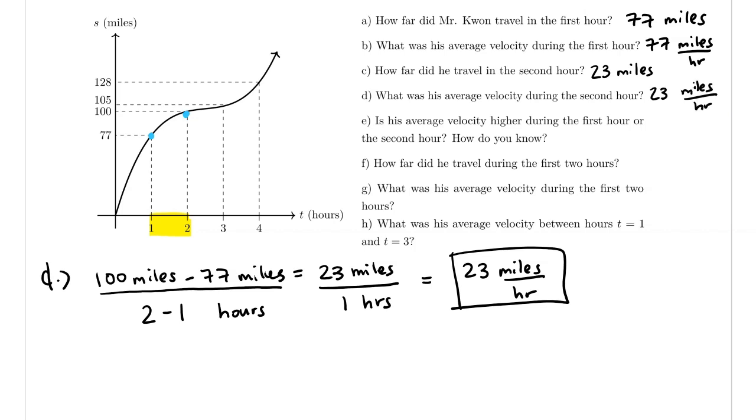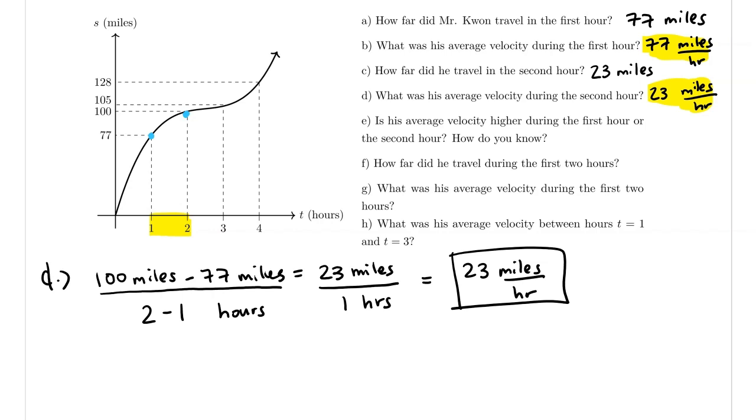Part E says, is his average velocity higher during the first hour or the second hour? How do you know? Well, one way that we can tell is we calculated the numerical values, and so the magnitude of the number 77 is larger than the magnitude of the number 23. Also, I realized I highlighted the wrong values, so let me take that back. I meant to highlight these, so 77 and 23 miles per hour. So 77 is a larger number.